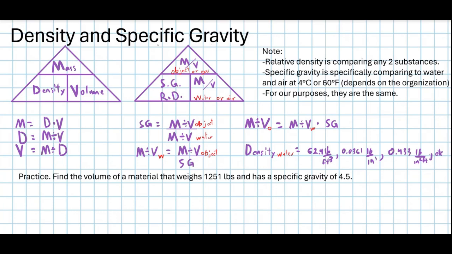Density and specific gravity. We'll be working with two triangles. We have our mass divided by our volume to find our density, or we have a density found by taking a mass divided by a volume. If we're looking for volume, we need the mass divided by the density.